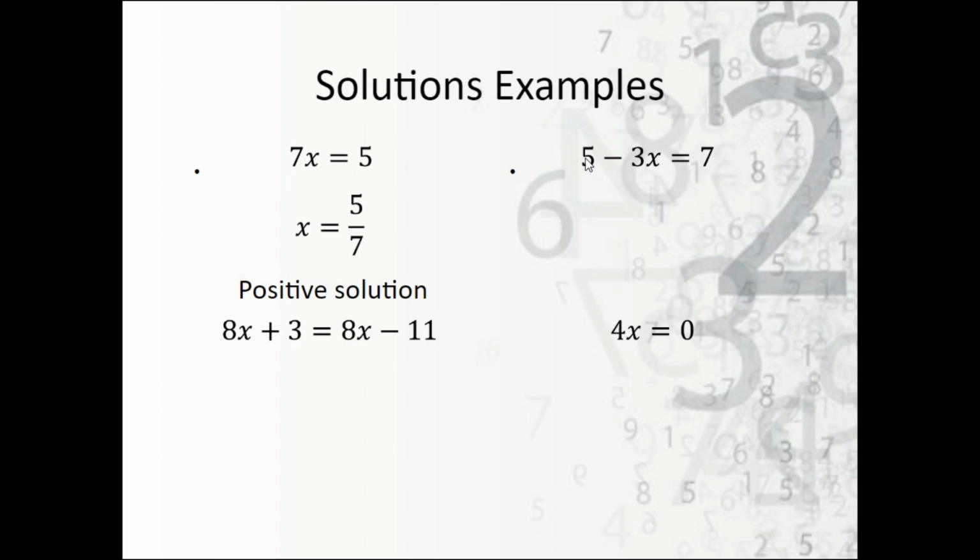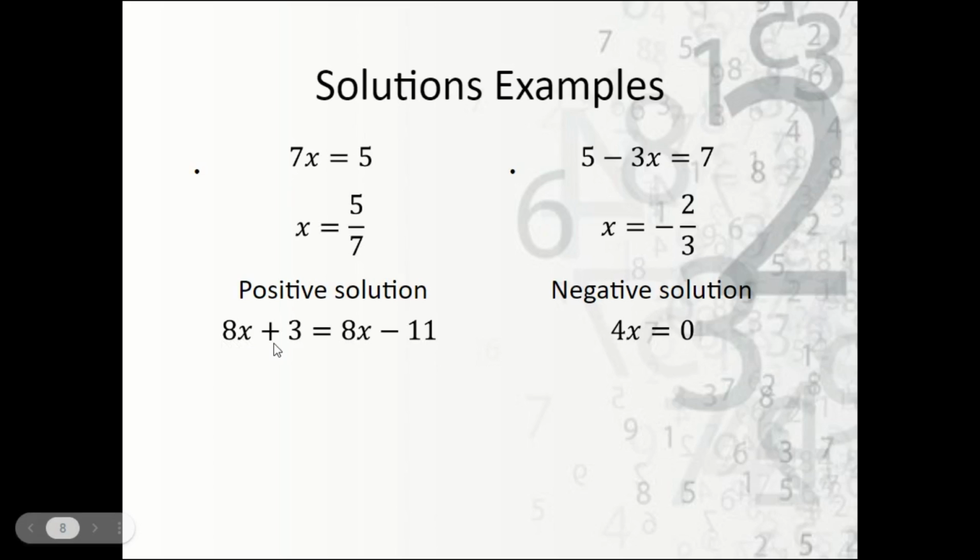Here we have 5 minus 3x is equal to 7. I know I'm going to subtract 5 from both sides. It's going to stay positive because 7 is still bigger than 5. Then I'm going to divide by a negative, so I know that this is going to be a negative solution. So even without solving, which I did here, I can just use logic to figure out that this is going to be negative.